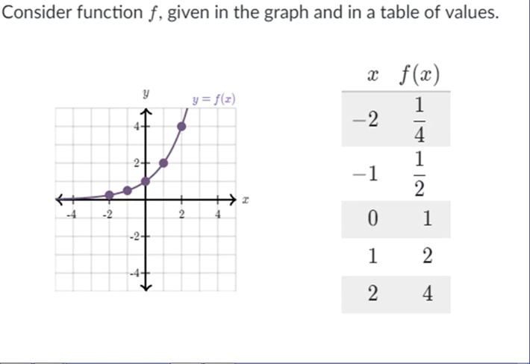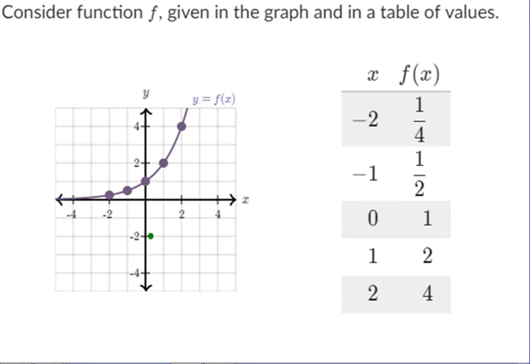So if our inverse switches x and y, if the original has the point, I'm just going to start with the first one in the table, -2, 1/4, the inverse switches those around. So the inverse is going to have the point 1/4, -2. So we're going to have a point about right there.